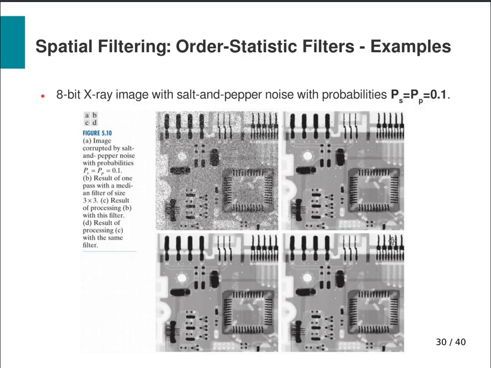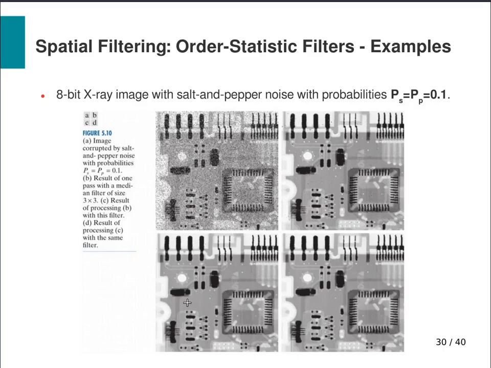So on top right corner you see the result of one pass with a median filter of size 3 by 3. So even though the amount of salt and pepper noise is highly reduced, there are still some pixels in the image that are remnants of salt and pepper noise. So for example, you see some pixels here. One thing that you can do is apply the median filter again, and when you do that, you basically eliminate some of the remaining salt and pepper noise pixels.